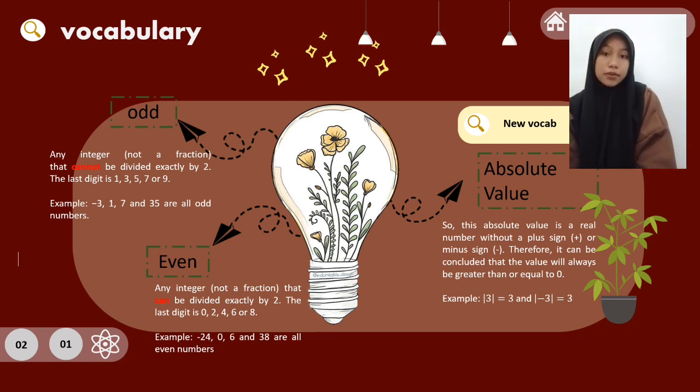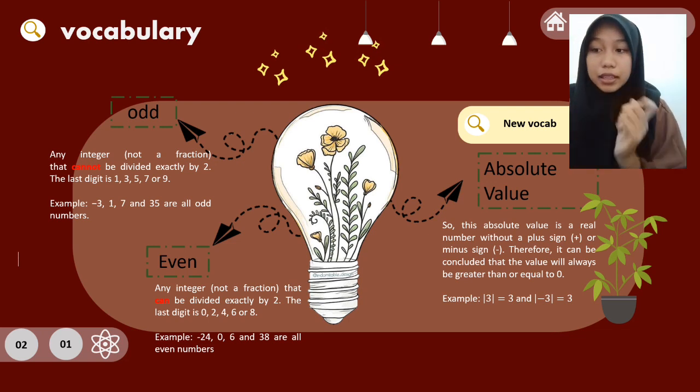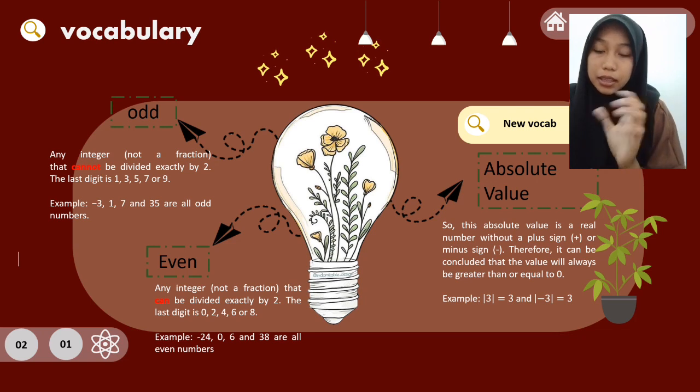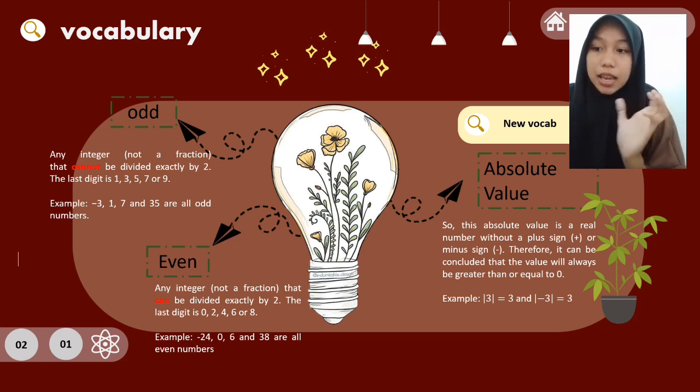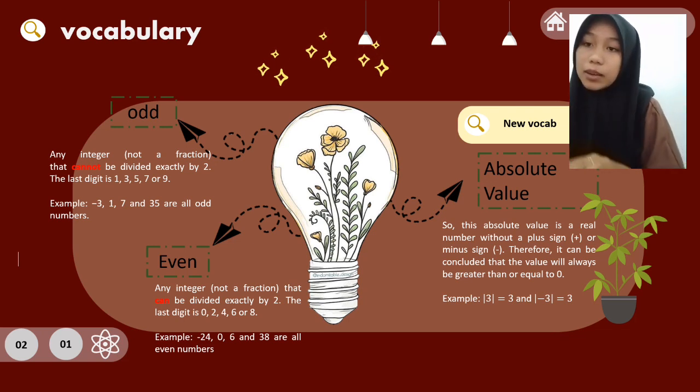Next, we have even. In Indonesian, we say bilangan genap. Any integer, not a fraction, that can be divided easily by 2. The last digit is 0, 2, 4, 6, or 8. Example: -24, 0, 6, and 38 are all even numbers.